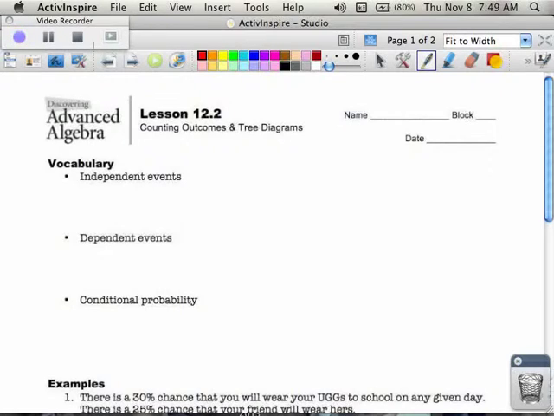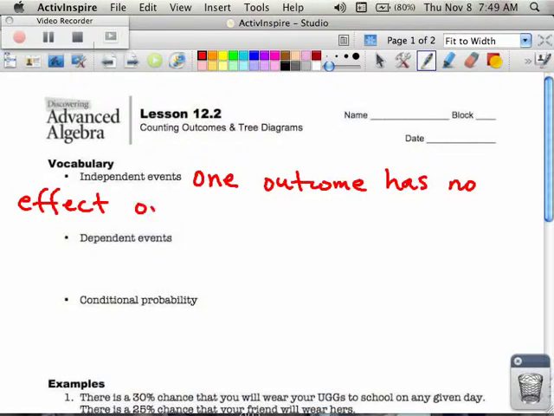Today we're going to continue with our talks on probability, and this is section 12.2. There are a few vocabulary things to begin with. The first one is something called independent events, and that's where one outcome has no effect on the next.